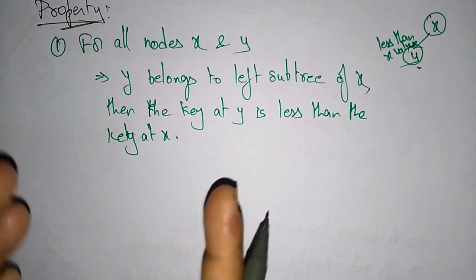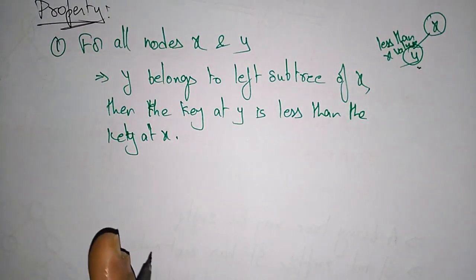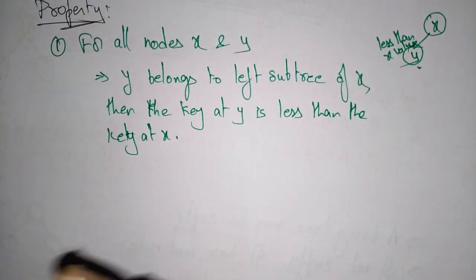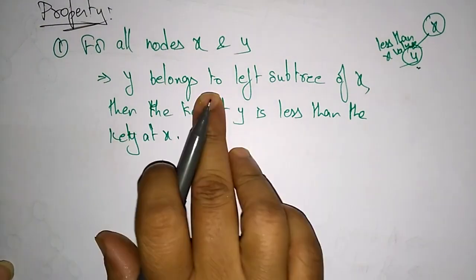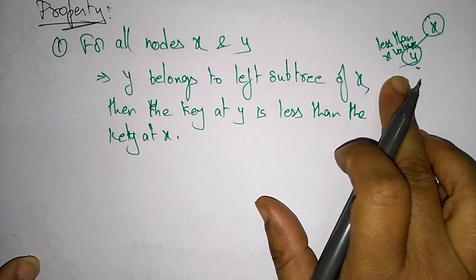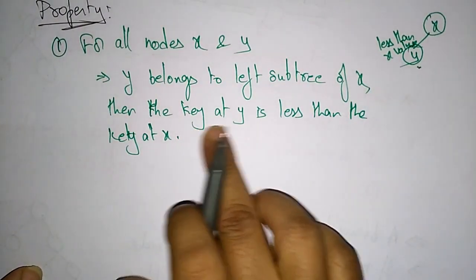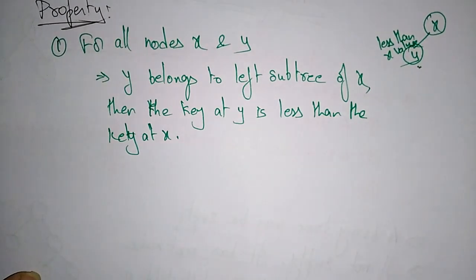So the lesser value should be on the left side, and the greater value should be on the right side. So here y belongs to the left subtree. Why does it belong to the left subtree? Because the key at y is less than the key at x.